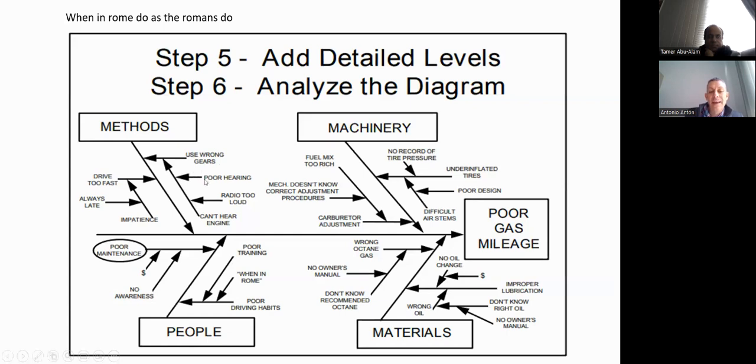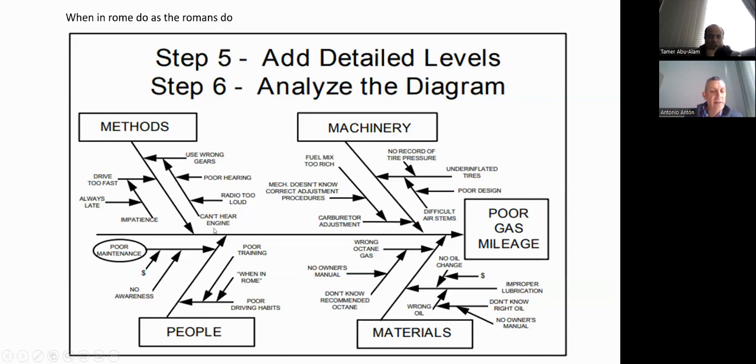Well, perhaps I can't hear very well. Could be something about the motor not working well. So perhaps because my radio is too loud, and I can't hear the engine. So remember, use wrong gears is the first one, and the second one is can't hear engine. So this first approach has to do with using the wrong gear. So the cause is I can't hear the engine.